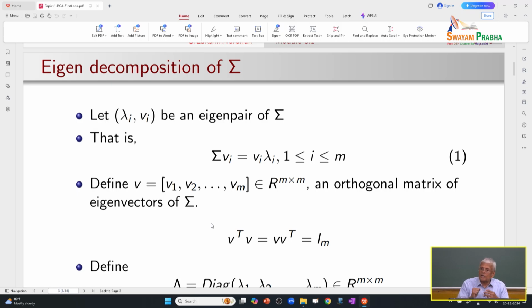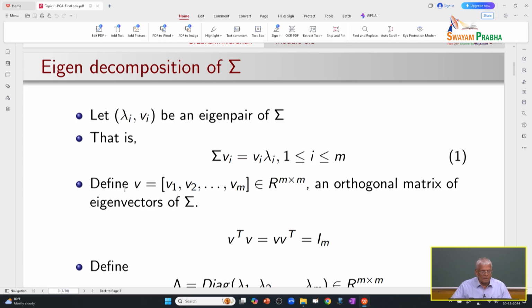Sigma is the covariance matrix, which is SPD. Now I am going to rely on the spectral decomposition, which is also called eigen decomposition. Let lambda i, vi be the eigenvalue, eigenvector. That's called the eigen pair of sigma. That means sigma vi is equal to vi lambda i for i equal to 1 to m.